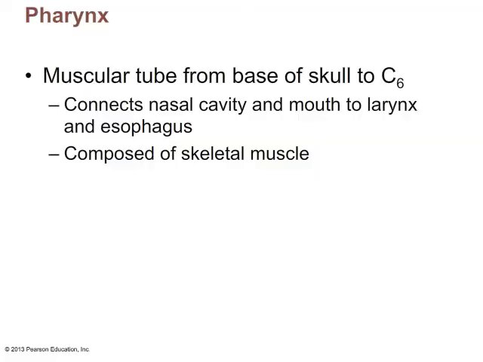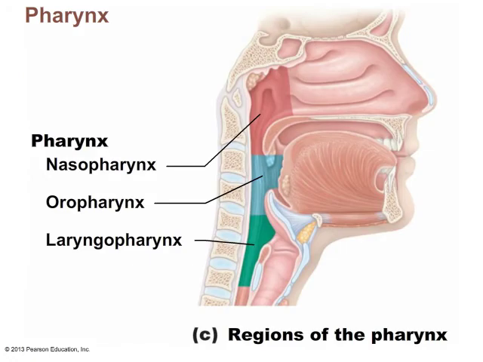One of the next structures we're going to go through on our path from the nose to the alveoli is going to be the pharynx. The pharynx is a muscular tube which extends from the base of the skull to around C6, that is the sixth cervical vertebra, and it helps to connect the nasal cavity and mouth to the larynx and also the esophagus. It is composed mostly of smooth muscle. And this muscular tube called the pharynx is further subdivided into three regions.